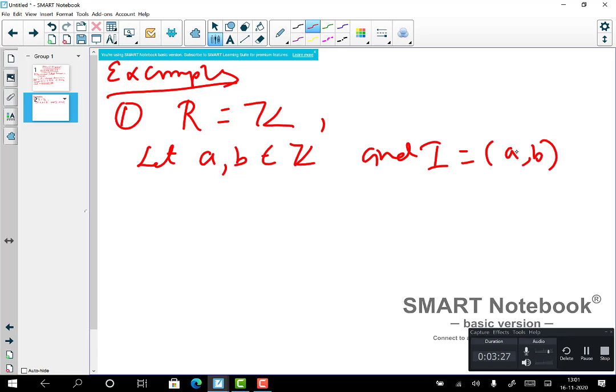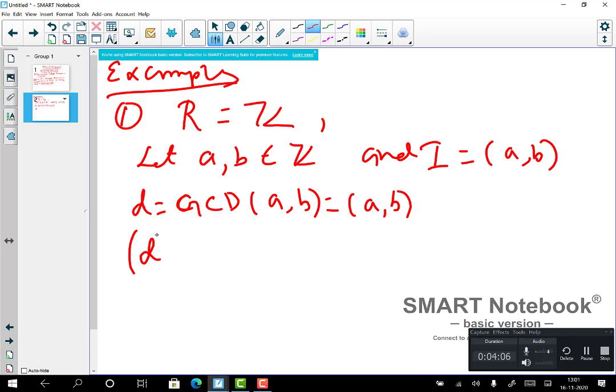Okay, so now I would like to show that there exists an element which also generates this whole ideal. And what is the element? This element is D, the GCD of A and B. Generally we write it with these symbols. So the GCD D actually generates the full ideal. What does that mean? That means the ideal generated by D is nothing but I itself.